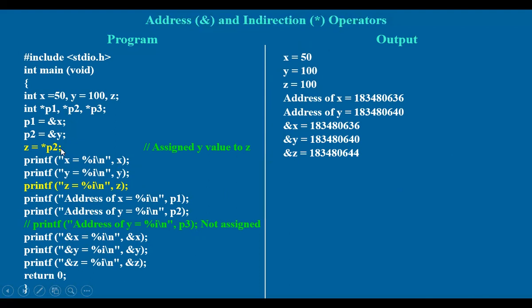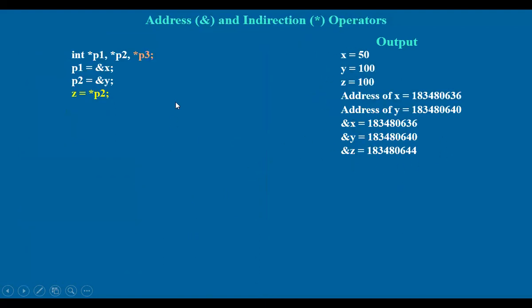Okay, so we have assigned the P2 value to Z, and we want to see how much value is assigned to Z here. This is the program and these are the values, of course. If you observe the value of Z, Y's value is assigned to it. Let us discuss everything in detail next. This is the data we have taken, and this is the output. Now we will see this in detail.